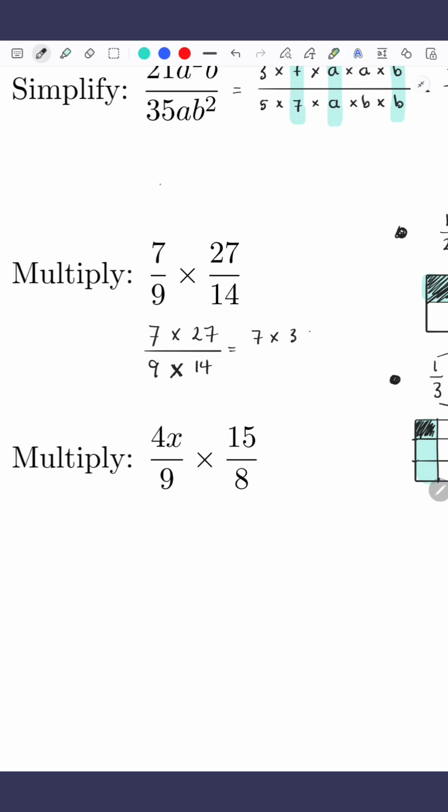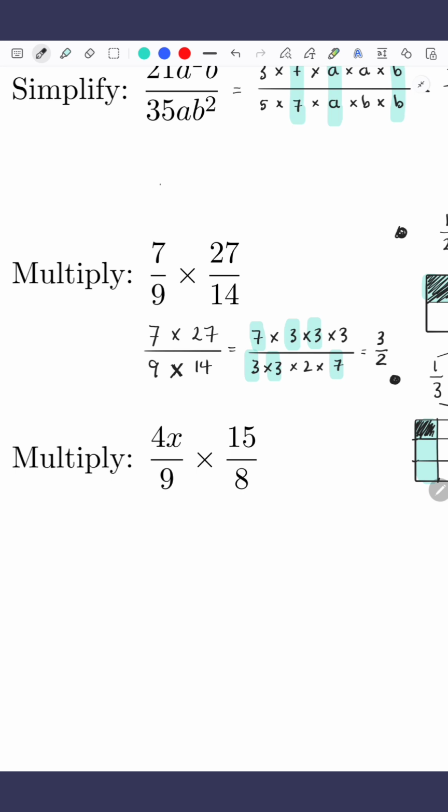So 7 times 3 times 3 times 3. And that's essentially just to show you 27 is now 3 times 3 times 3. So I think you can verify that is true. And then 9 is 3 times 3. And 14 is 2 times 7. All right, you can see straight away, can't you? You've got a pair there, you've got a pair there, and you've got a pair there. So you can see that you're left with 3 on the top and 2 on the bottom. So that's 3 over 2.